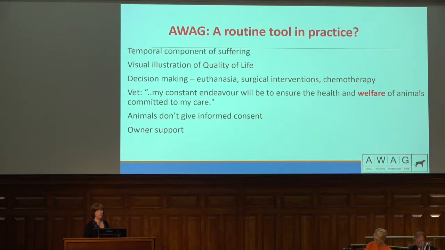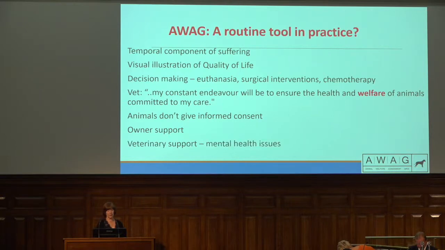The AWAG will also allow you to give owner support because it will give you a pictorial illustration of this animal's welfare and how it's deteriorating if some other intervention needs to take place. And it will also, of course, support the vet in making those decisions. Mental health issues are a big problem for the veterinary profession. We need to recognise that, and we need systems that will support decision making, which can be difficult, particularly if you've got owners that maybe don't agree.